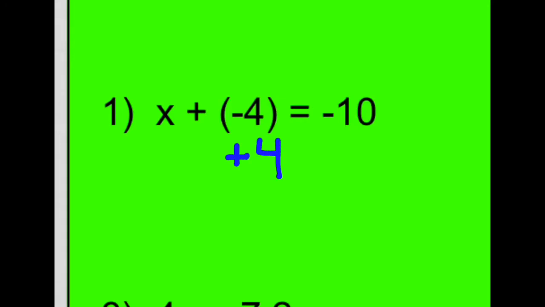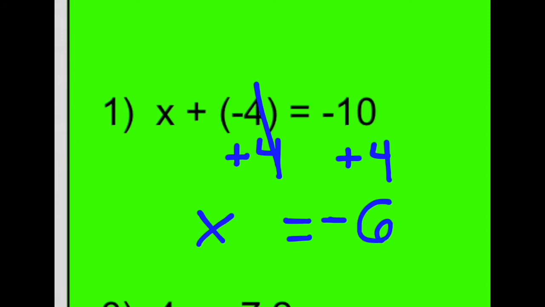Whatever I do to one side of the equal sign, I have to do to the other side. Plus 4. Now, minus 4 plus 4 goes away, and I'm left with x equals. I have a couple of integers here, negative 10, positive 4. The signs are different, so I subtract them. And since I have more negatives, the answer is negative.